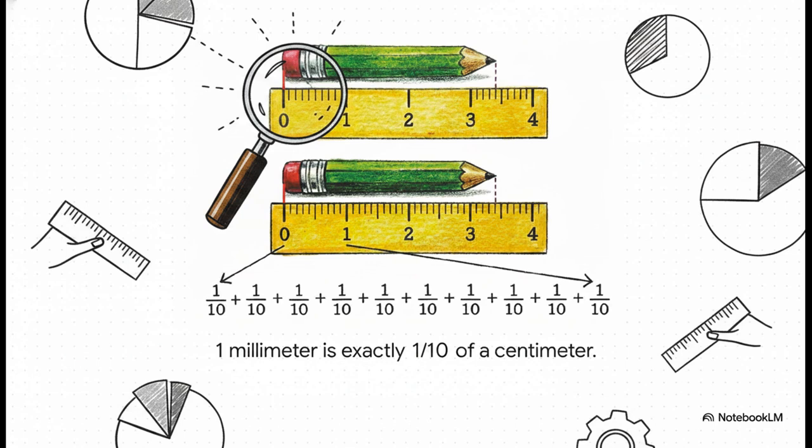And this brilliantly illustrates exactly what 1/10 looks like in reality. Notice those little markings between the 0 and the 1 centimeter line? There are 10 tiny, equally spaced ticks there. Because there are exactly 10 millimeters packed tightly inside one whole centimeter, a single millimeter is exactly 1/10 of a centimeter. We've basically taken an abstract math concept and slapped it right onto physical space.